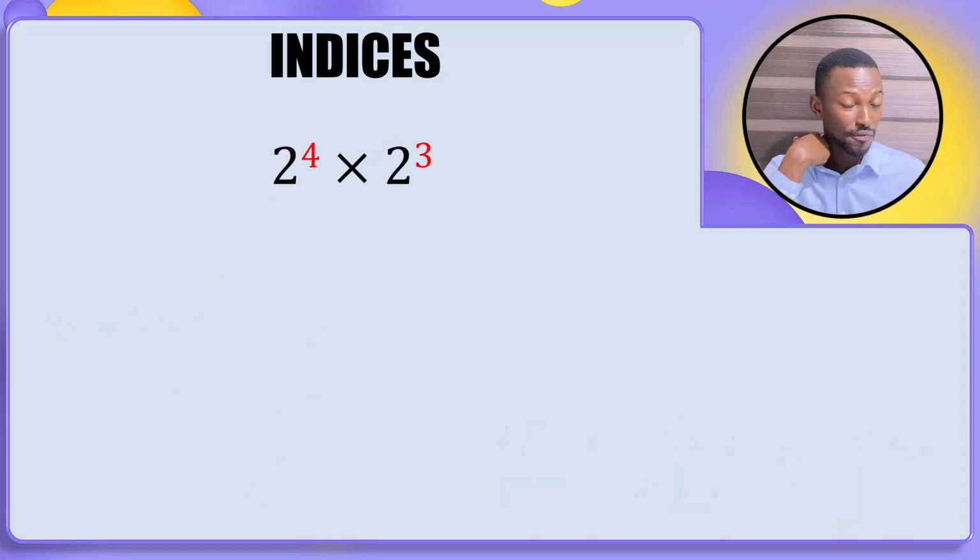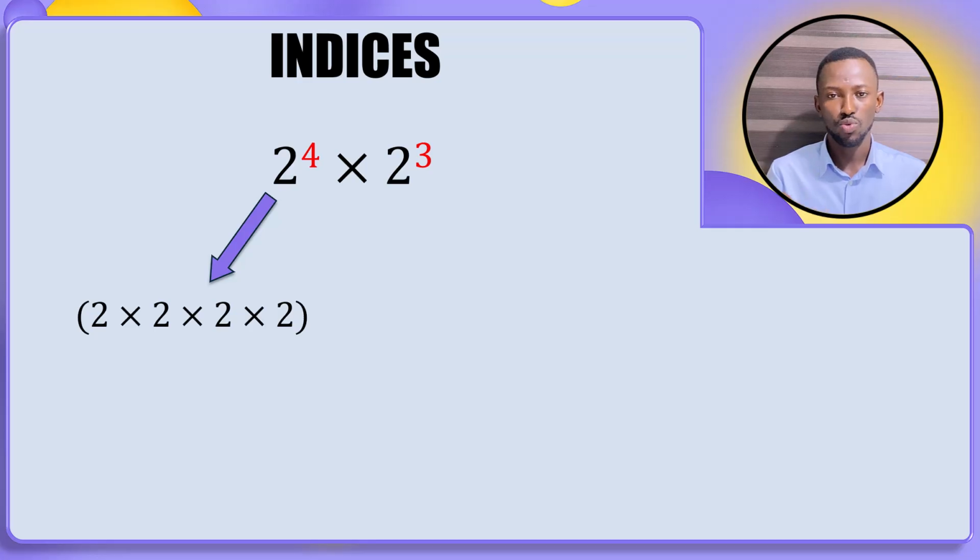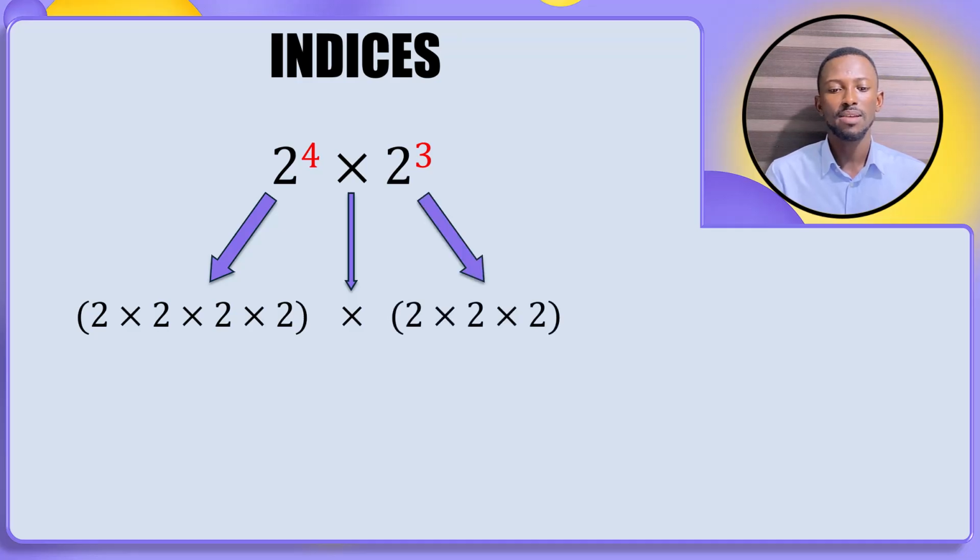So let's analyze the first one: 2 to the power 4 times 2 to the power 3. Do not stress yourself too much. We are going to take it stepwise. 2 to the power 4 is the same as 2 times 2 times 2 times 2, that is 2 multiplied by itself 4 times. You got that, right? Then there is a multiplication sign. Now 2 to the power 3 is the same as 2 times 2 times 2.